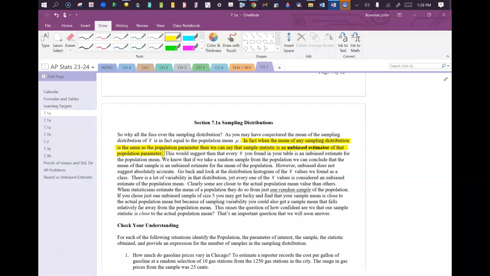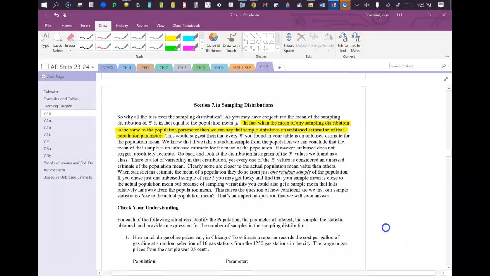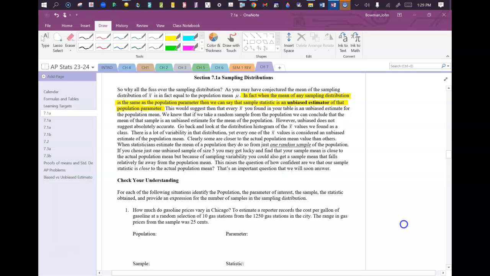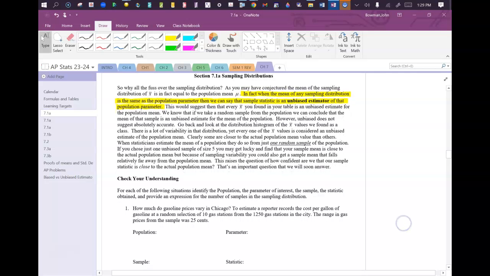Eventually we'll talk about population proportions, but we could talk about population standard deviations or population IQRs and so on and so forth. If our statistic is such that the mean of the sampling distribution is equal to the corresponding population parameter, we have an unbiased estimator. In that case, we can say that our one sample statistic that we took is an unbiased estimator of the corresponding population parameter.